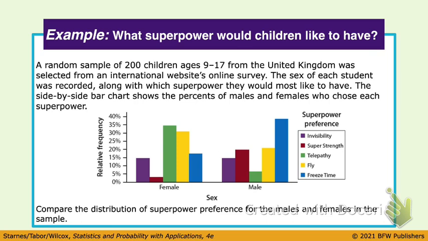So the side-by-side bar chart shows the percent, so this is in percentage, by the way, of males and females who chose each superpower. So here's what I want you guys to do. In your groups, I want you to come up with 2 comparison statements of the distribution of superpower preferences for males and females. Just 2 comparison statements. Obviously, you can make a ton of comparisons, but I just want you to pick out 2. Any 2 that compare the males versus the females and their superpower preference. Got it? Ready, go! You can work with your groups.